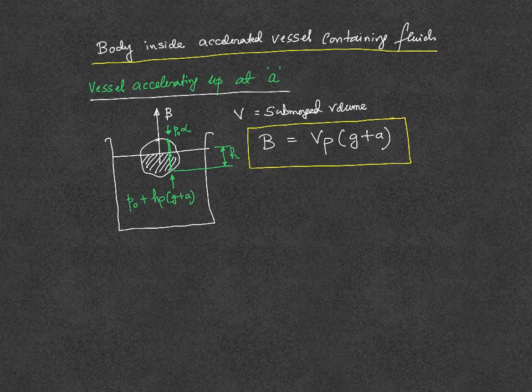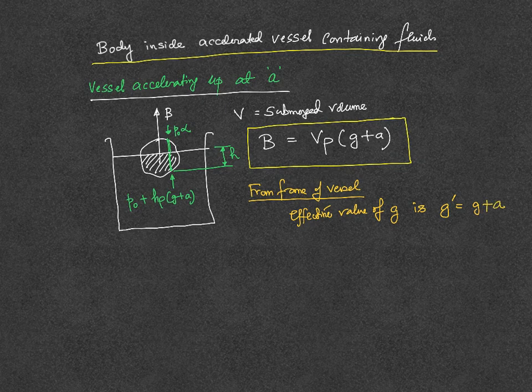Or you can see it from the frame of the vessel: the effective value of g, g dash, is equal to g plus A, because you know this very well that from an accelerated frame, apart from mg, the particle of mass m has a pseudo force ma as well, as the frame is accelerating. So the net force is m into (g plus a). In this way the buoyant force will be V rho (g plus A).